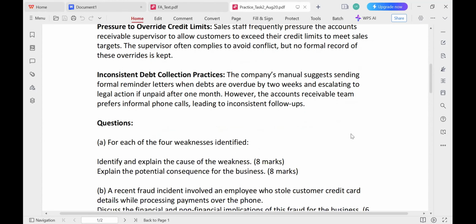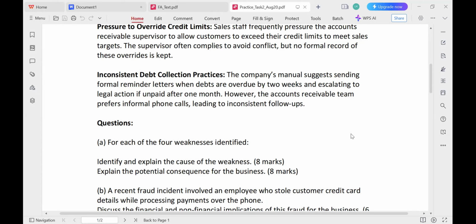Then we have inconsistent debt collection practices. The company's manual suggests sending formal reminder letters when debts are overdue by 2 weeks and escalating to legal action if unpaid after 1 month. However, the accounts receivable team prefers informal phone calls, leading to inconsistent follow-ups. So this is the problem with the recovery of debts. The staff is not following the proper formal channel; instead, they are following informal channels. That's definitely going to cause delays in recovery of those debts.